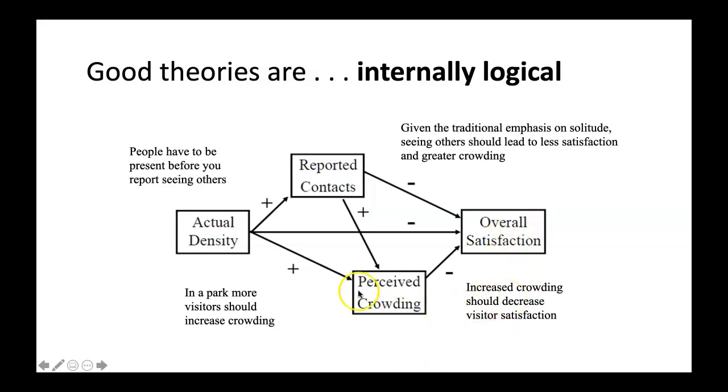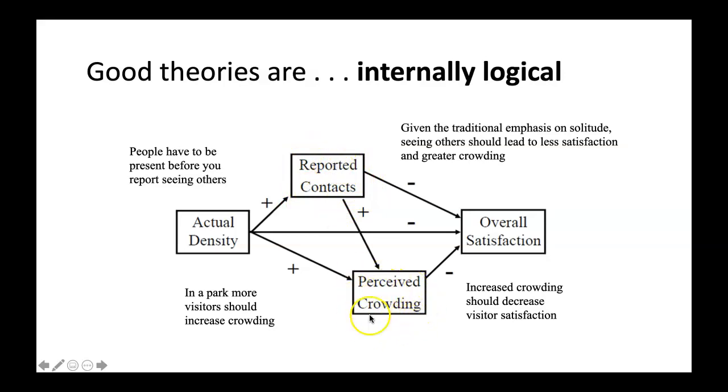Also, increased crowding, so perceived crowds should decrease visitor satisfaction as well. And actual density, the number of people who are actually there, and reported contacts are going to increase people's perception of crowding, right? So just to take a step back, actual density is the actual number of people there. Reported contacts are how many people a visitor is going to see.